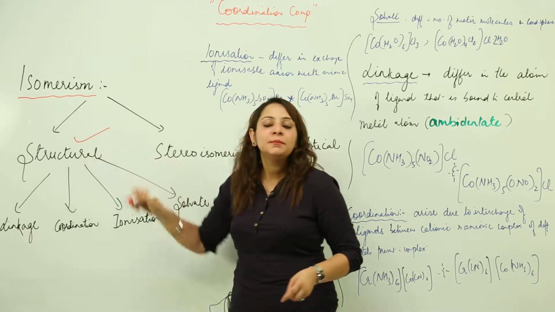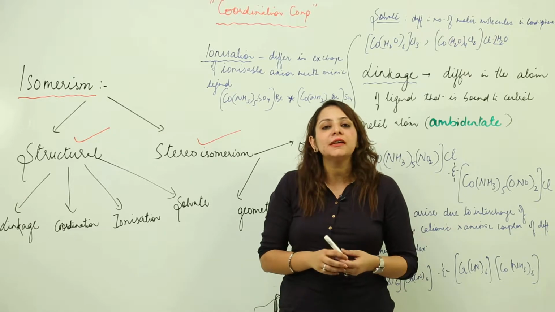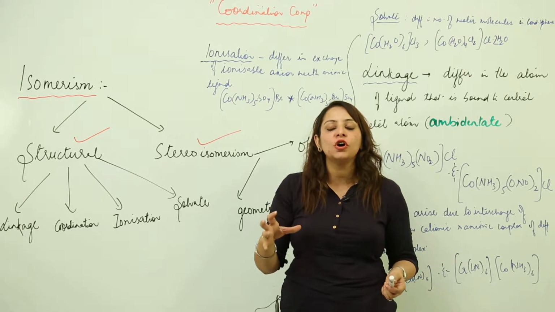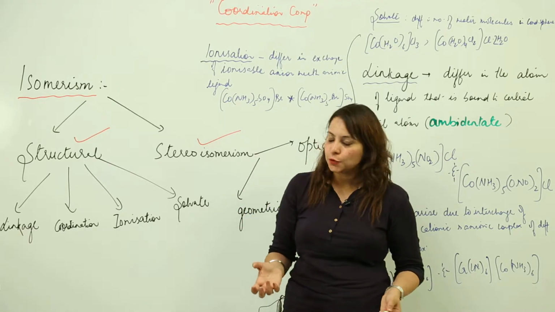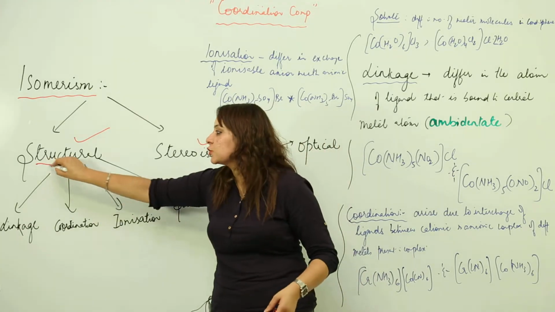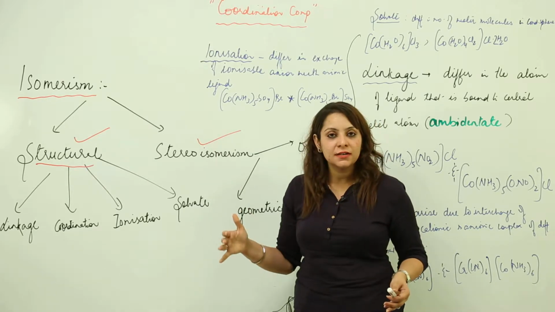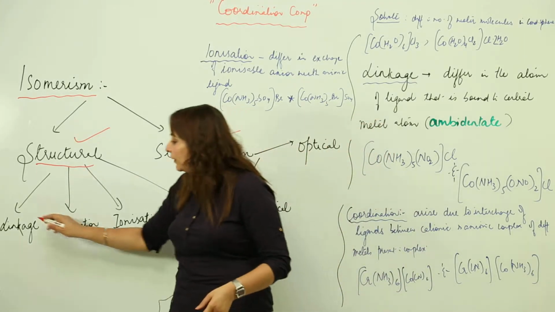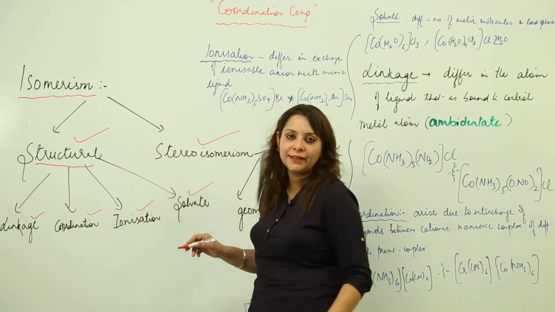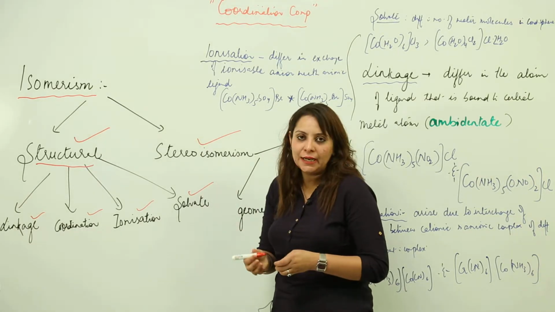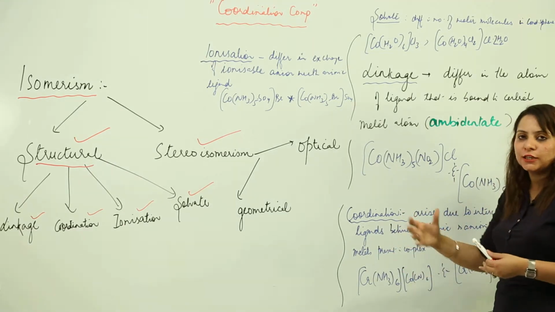One is structural, meaning a different bonding pattern, and one is stereoisomerism, that is the difference in the spatial arrangement. That means the atoms, or you can say the members of the compound, show a different kind of spatial arrangement. First we will start with the structural one, that means they have the same chemical formula but a different bonding pattern. Here it is subdivided into many categories. We have linkage isomerism, coordination isomerism, ionization isomerism, and the solvate one. Solvate is also called hydrate isomerism. Just see what kind of changes we get to see in these kinds of compounds.